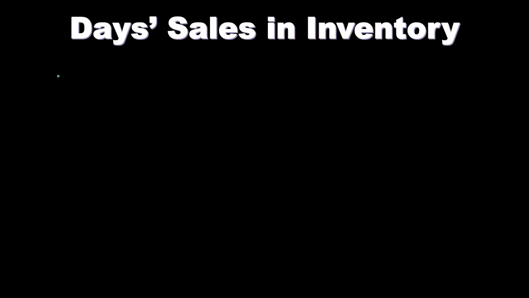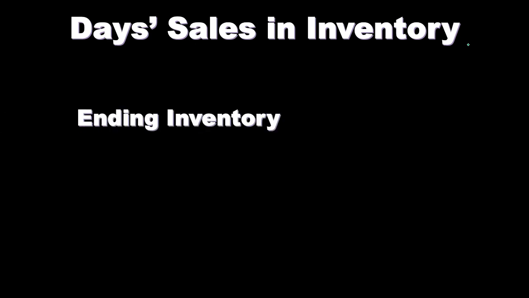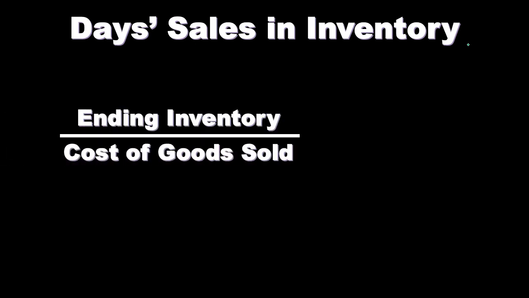We now have days sales in inventory, giving us an estimate of how long it takes for us to sell the inventory. And of course, we want to be able to sell the inventory generally sooner rather than later. That's going to be the general rule. We have the ending inventory. We're going to divide that by the cost of goods sold, and once again, multiply that by the number of days in a year, or 365.